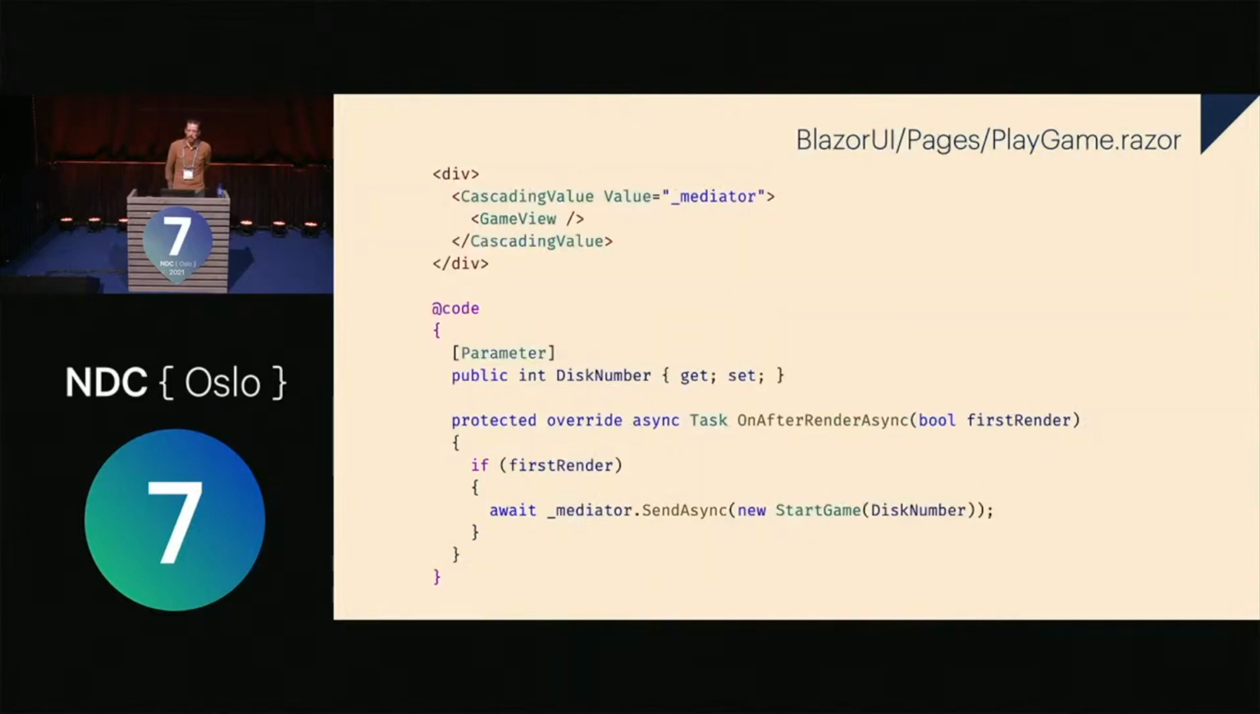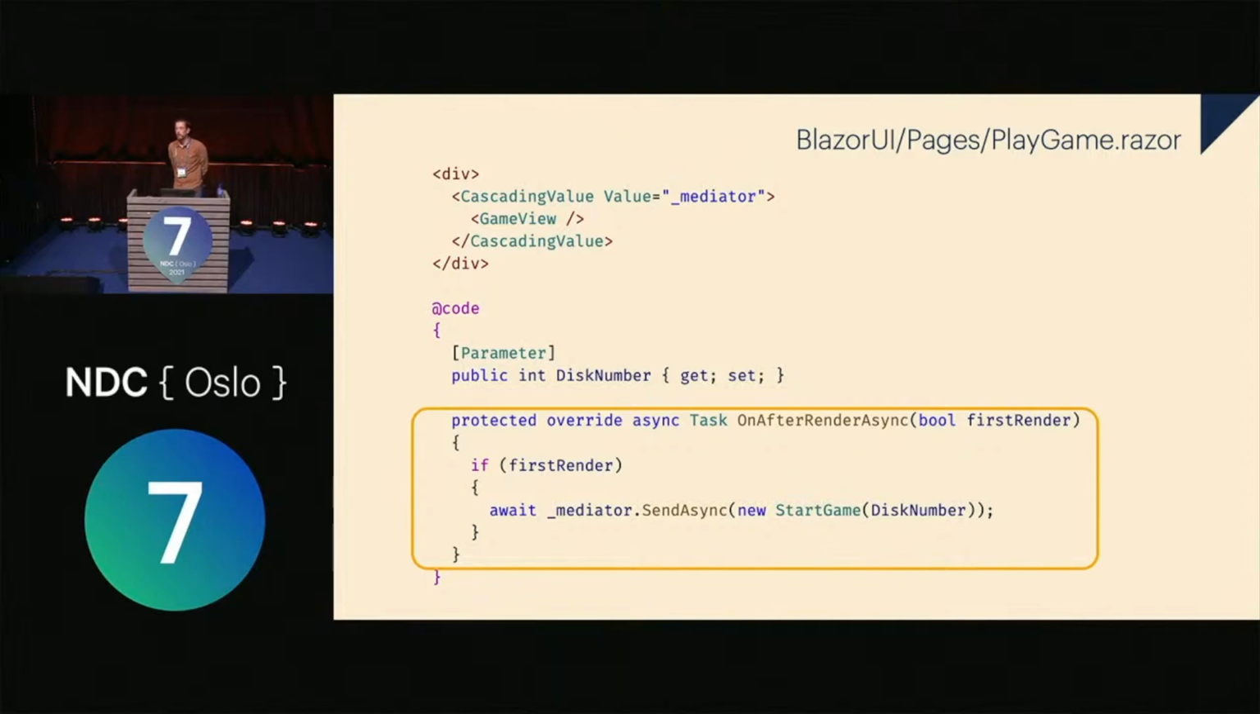And that's done back in the play game page. So in the play game page, after rendering has happened, I trigger that first start game command. And this OnAfterRenderAsync method has this really nice parameter, firstRender, which you can use to check if it's the first time that the component is rendered. Because I only want to start the game once, of course. So I check that variable first before I send it.